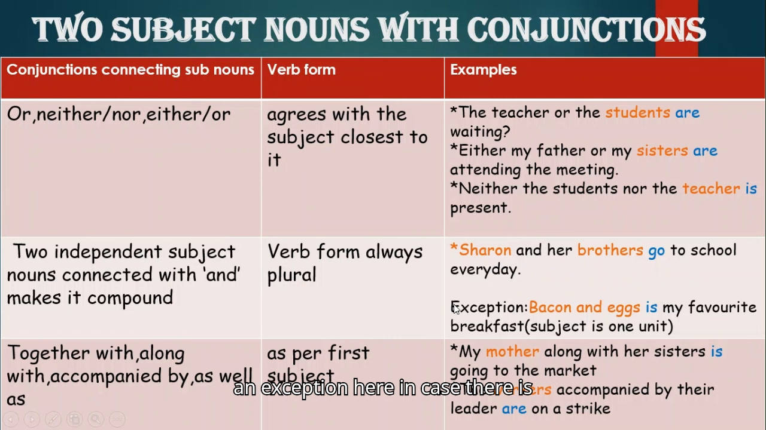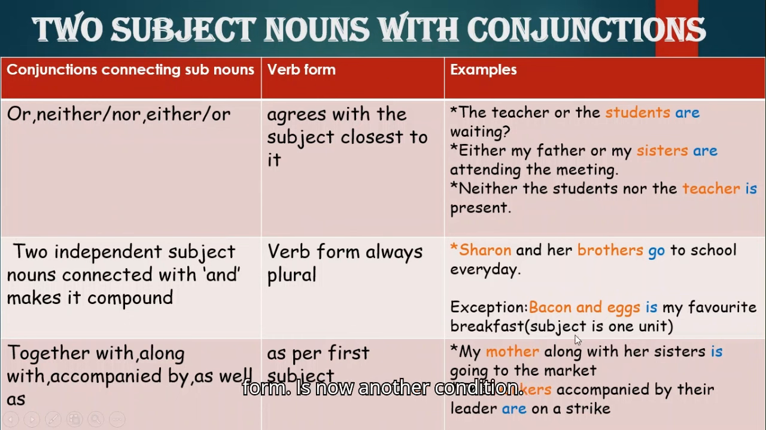Now there is an exception here. In case there is and, the conjunction and the subjects make one unit. For example, bacon and eggs is my favorite. Now why have we used the singular verb form is here? We don't say bacon and eggs are my favorite, because bacon and eggs are taken together. Similarly, you can say rice and curry. We are talking about the breakfast menu, bacon and eggs, which is taken together. Hence it is singular and it takes the verb form is.